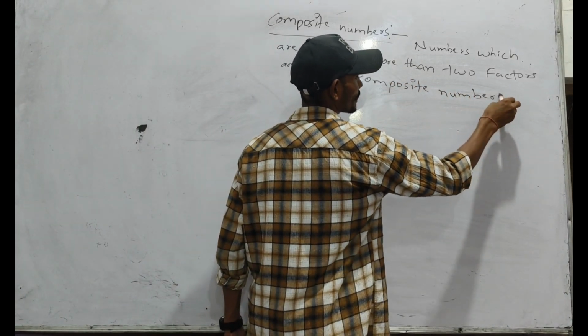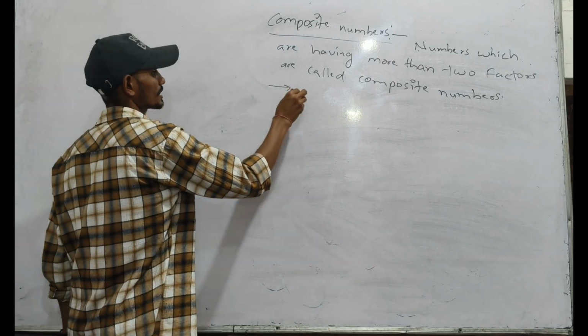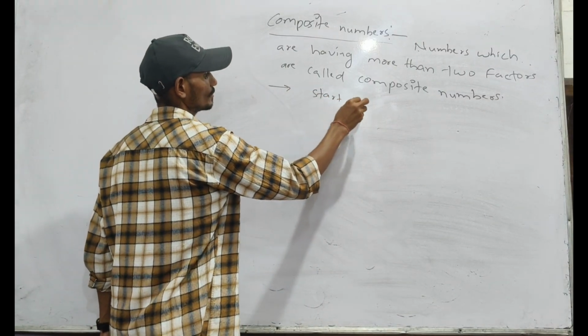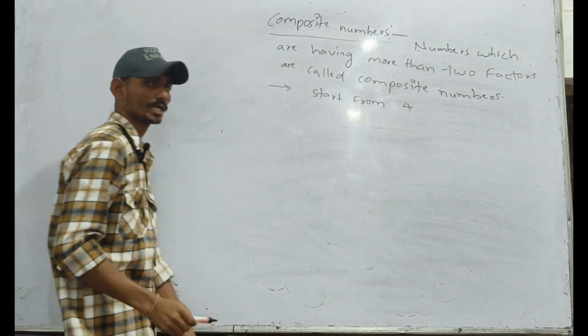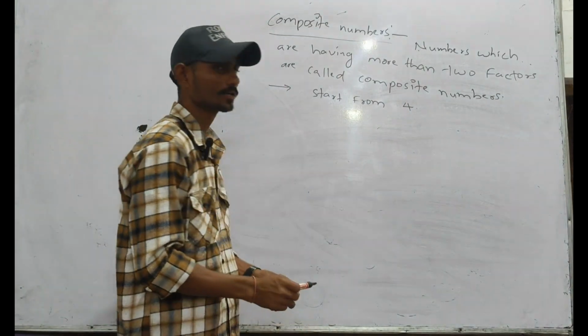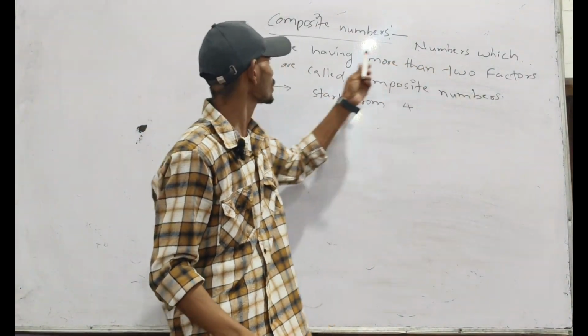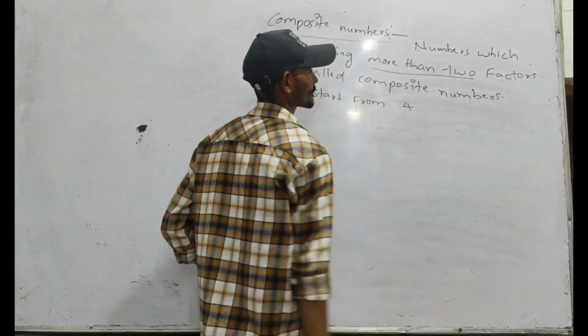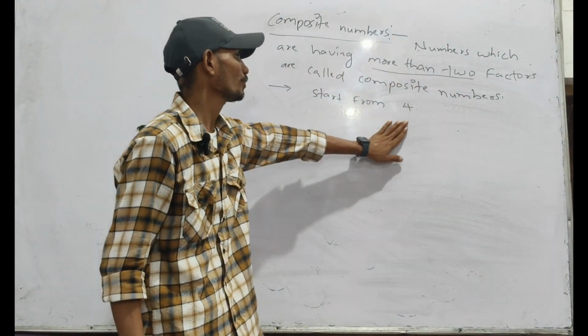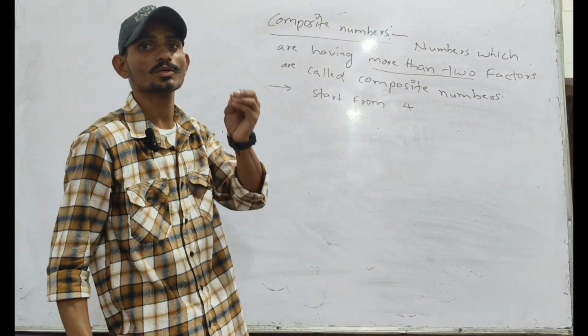Composite numbers. Composite numbers start from 4, because our definition is: numbers which have more than 2 factors. That's why 4 is a composite number, as it has more than 2 factors.